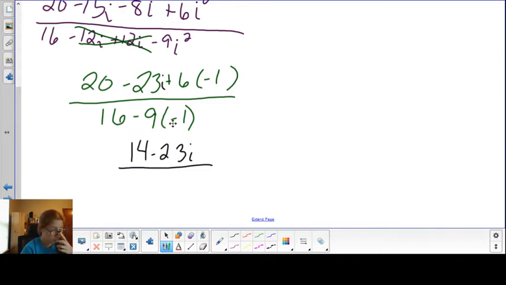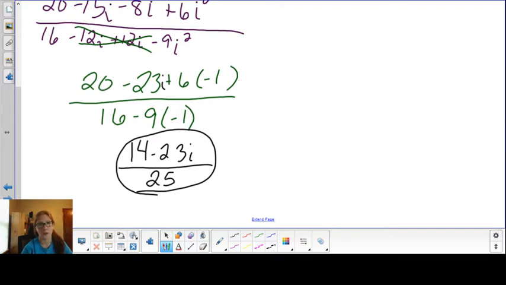Negative 9 times negative 1 is 9. So I have 16 plus 9, which is 25. So my answer is 14 minus 23i divided by 25.